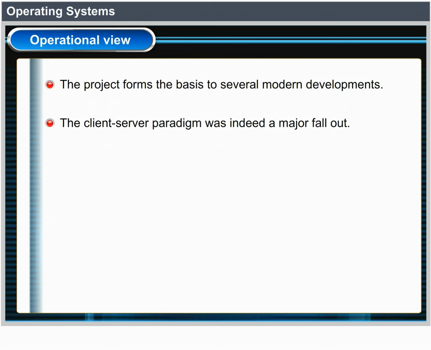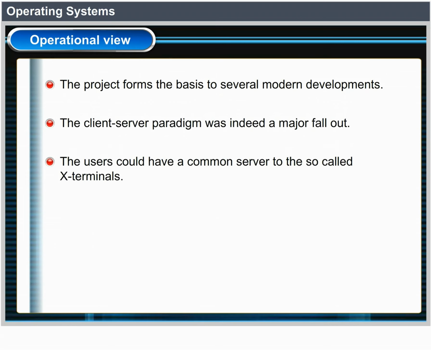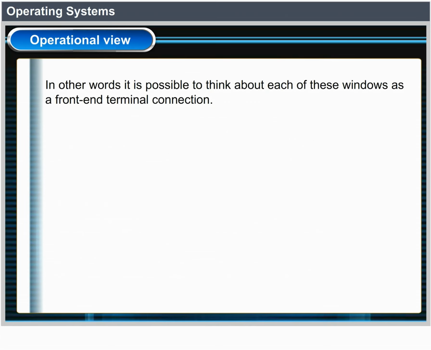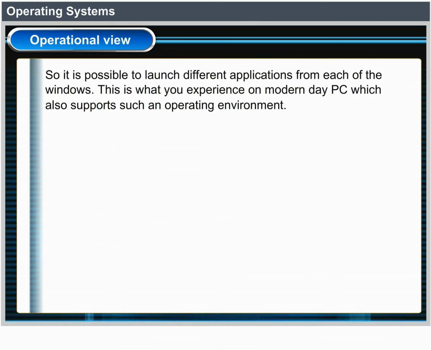The users could have a common server to the so-called X terminals. X Windows also provided many widgets to support convenient human-computer interfaces. Using X Windows, it is possible to create multiple windows. In fact, each of the windows offers a virtual terminal. In other words, it is possible to think about each of these windows as a front-end terminal connection. So it is possible to launch different applications from each of the windows. This is what you experience on a modern-day PC, which also supports such an operating environment.